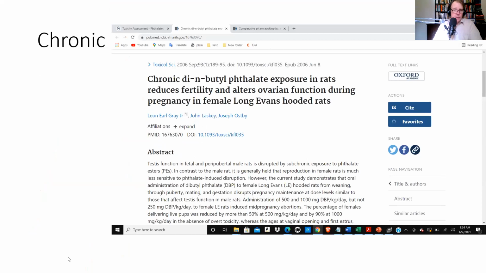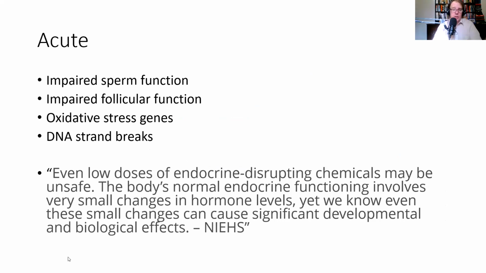So there's reduction in fertility and alteration of ovarian function with chronic di-n-butyl phthalate exposure. This is a study I picked out of many studies, just like this. The acute toxicity exposure includes, for short-term effects, impaired male sperm function and impaired follicular function. In females, oxidative stress genes are overexpressed and DNA strand breaks are observed. This is troubling because the NIEHS says even low doses of endocrine disrupting chemicals may be unsafe.